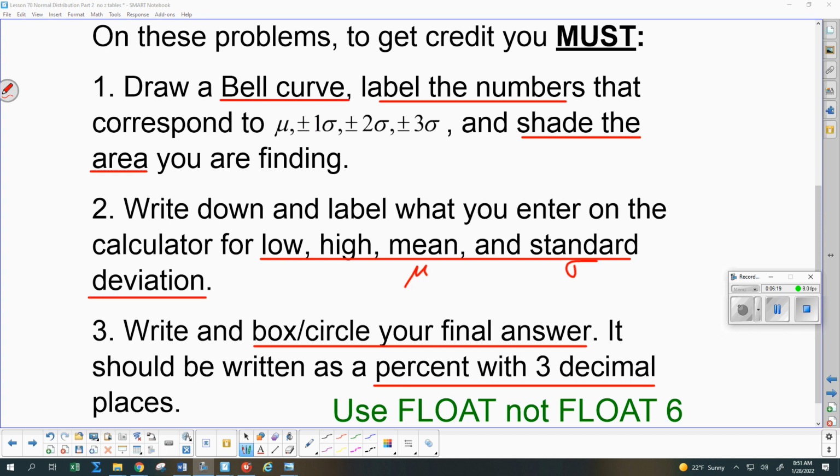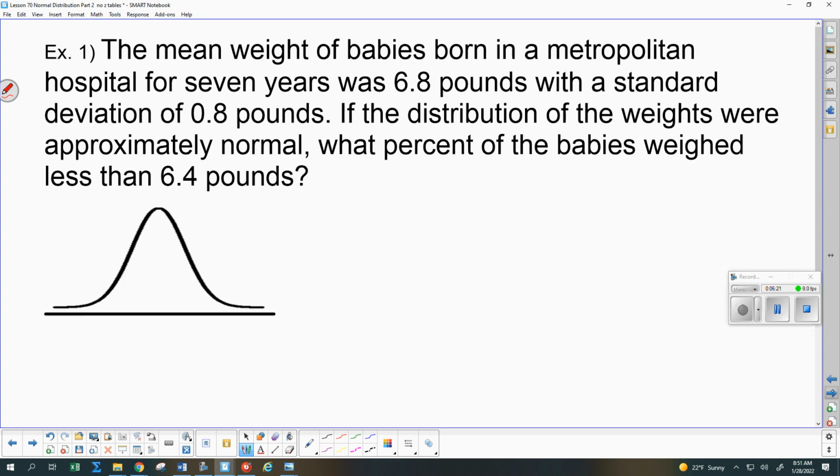So let's illustrate this with some examples now. These are the same problems as are on your paper. I think the wording is slightly shorter on your paper, but the content is the same. The mean weight of babies born in a metropolitan hospital for 7 years was 6.8 pounds. So we're going to draw our bell curve with a horizontal line under it so that that's our number line. And we're going to label that center point 6.8.